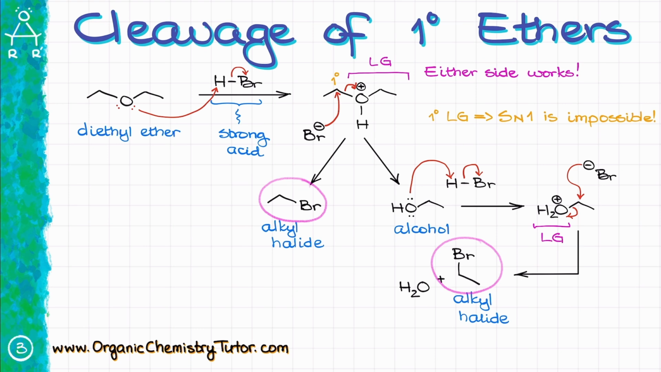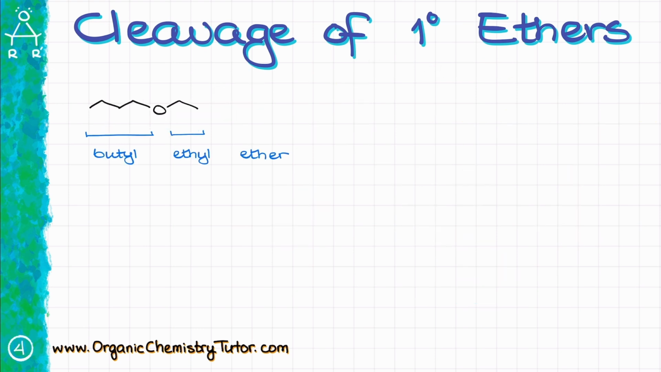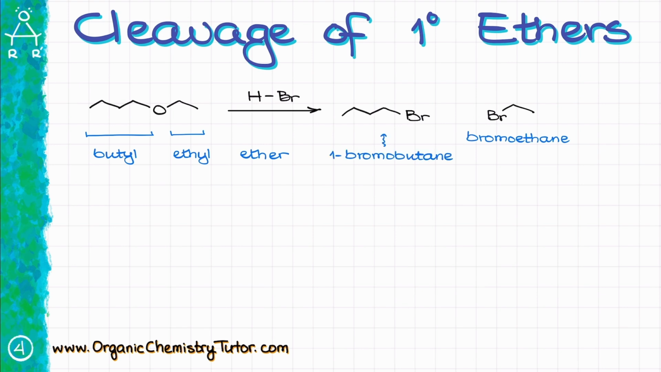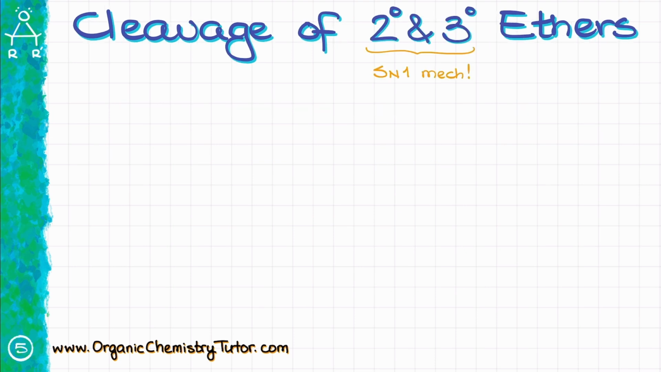However, if the molecule is not symmetrical, you'll get two different alkyl halides. For instance, if I treat this butyl ether with, let's say, something like HBr, then in this case one product will be the bromoethane, just like in the previous example, and the other product will be 1-bromobutane. And of course, we'll have water as our co-product, but as in the case with any inorganic co-products, we don't really care about it.